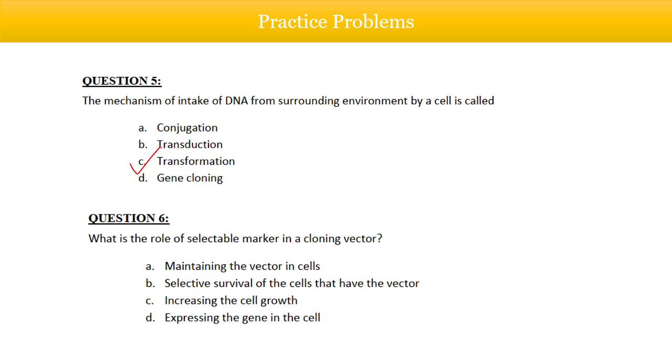Next one, what is the role of the selectable marker in a cloning vector? Maintaining the vector in cells, selective survival of cells that have the vector, increasing the cell growth, or expressing the gene in the cell. So what's a selectable marker? That's the antibiotic resistance. So it's selective survival for the cells of the vector, that is correct, as well as for maintaining the vector in the cells.